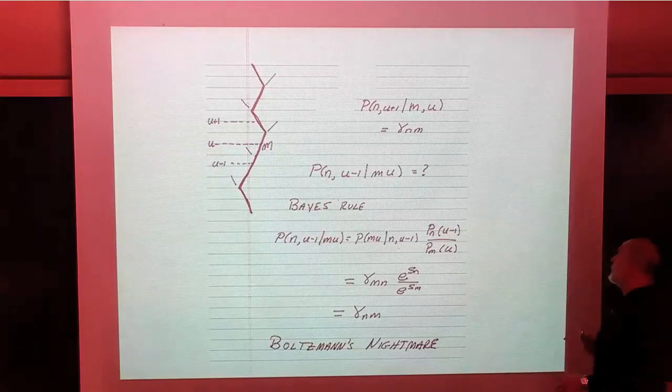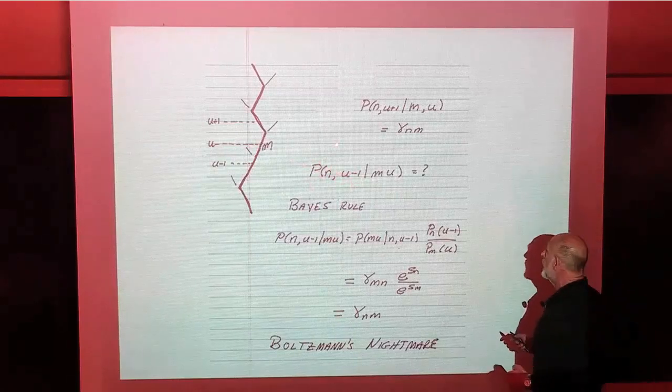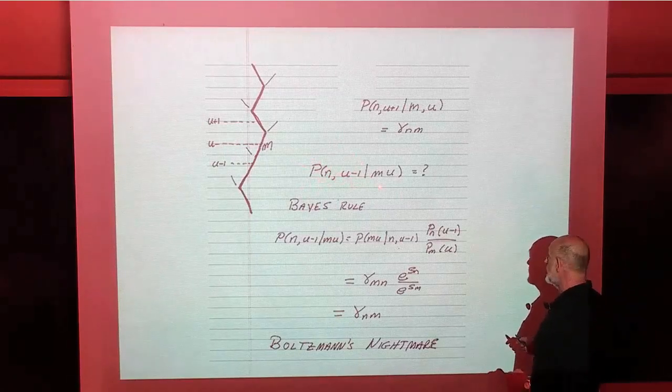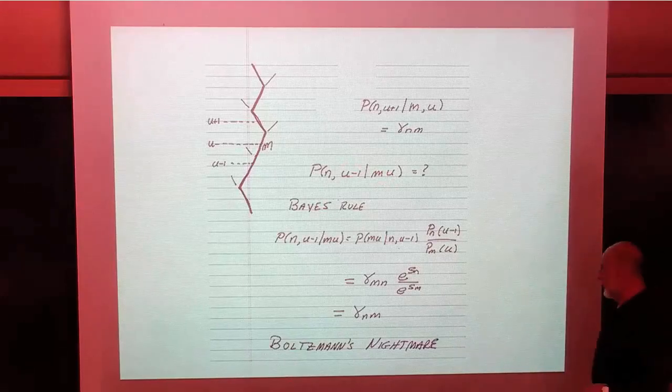So let's check it and see what the probability is at time U minus 1 that the vacuum type is N, given that at a later time it's U. And I loved doing this because I got to use Bayes' rule for the second time in my life.